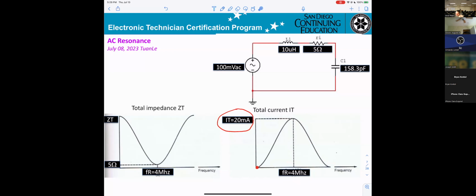And now if you're looking in here, total impedance at the resonant frequency, XL cancels out, you get only 5 ohms, the resistance in the circuitry.